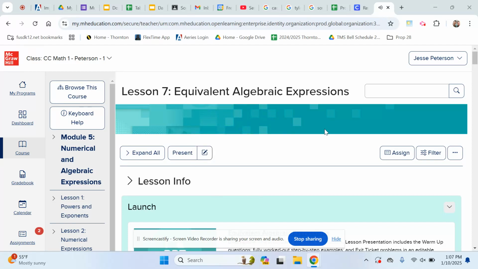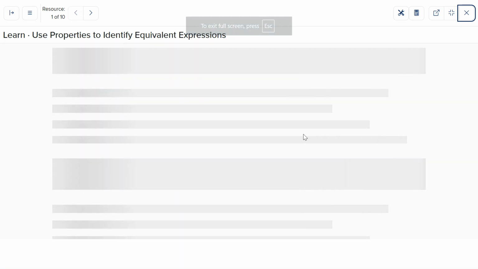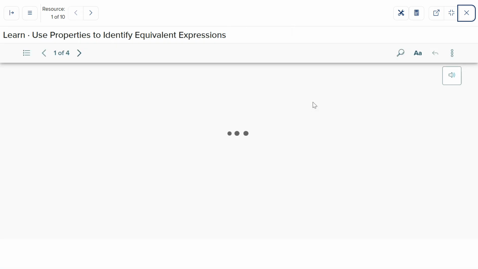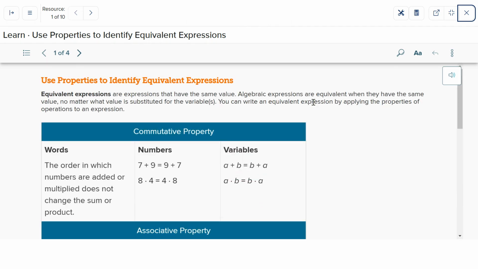This is lesson 5-7, which is equivalent algebraic expressions. This is the last lesson in module 5, so it's going to build upon everything we've been looking at so far. Let's go. Use properties to identify equivalent expressions.